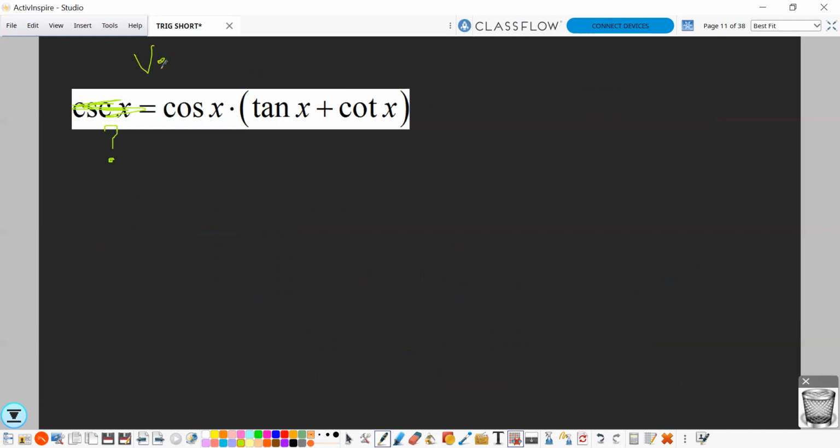The question is something like verify. But if they ask this in a quiz or test, they will ask you to simplify this part. They will not say verify. Verify means there is a given equation, and we should confirm that yes, they are exactly equal to each other. We choose a part to start with. For example, I'm going to start from here, and I will replace the things that I can. Tangent is sine over cosine. Cotangent is cosine over sine.